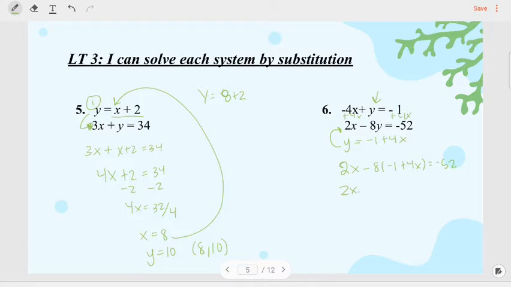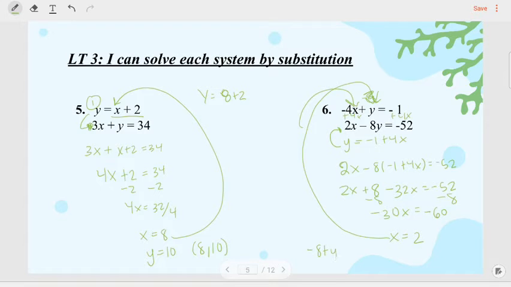And let's solve. 2x plus 8, negative times a negative is a positive, minus 32x is equal to -52. I'm going to simplify. -32x plus 2x is -30x. I'm going to subtract 8 from both sides. I get -60. If I divide by -30 on both sides, I'm going to get an x value of 2. I plug it back in, into the x, and I get -8 plus y equals -1. Add 8, y is equal to 7. So my answer is the ordered pair (2, 7).